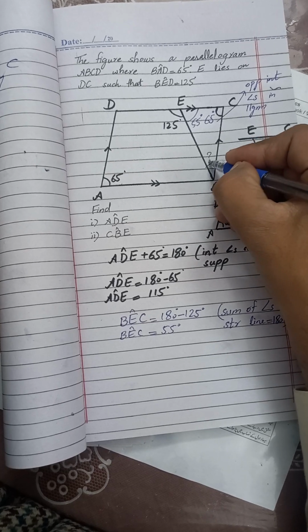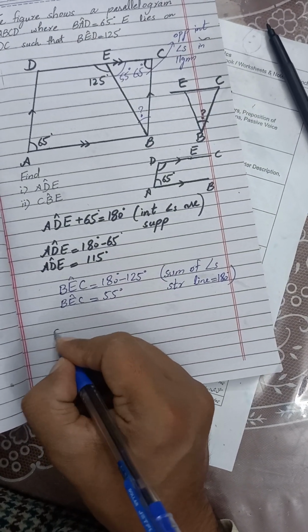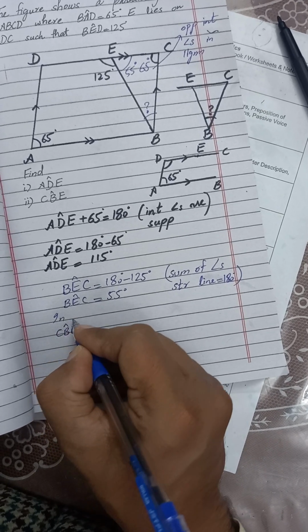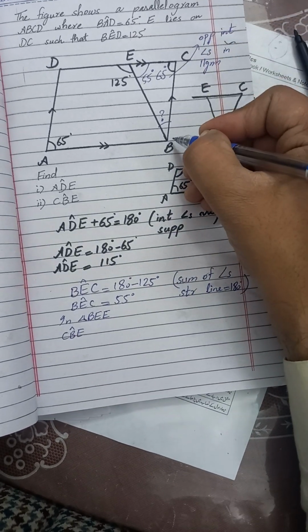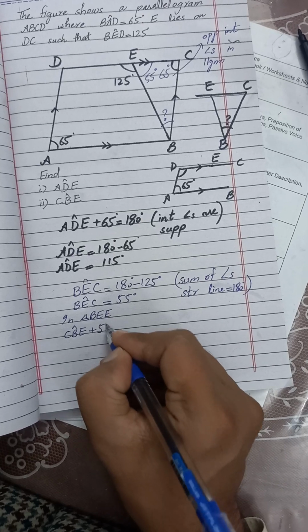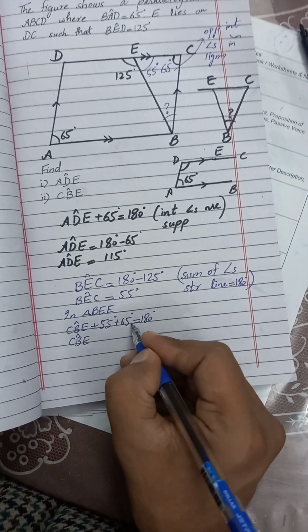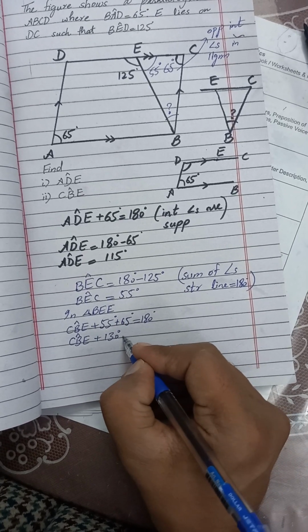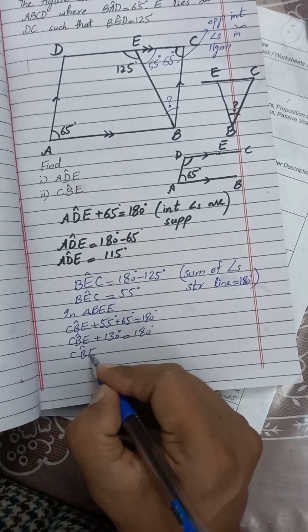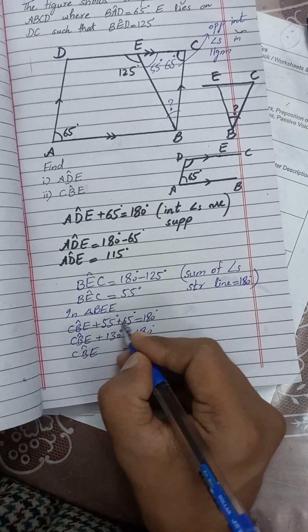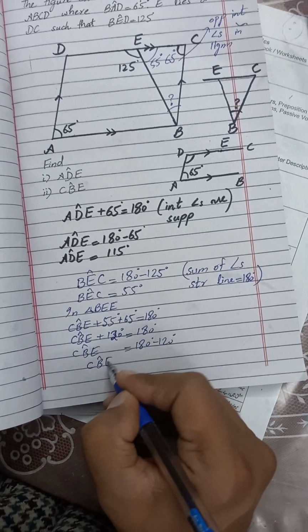Now we can easily find this angle here by using the sum of angles in a triangle. Sum of angles in a triangle is equal to 180 degrees. So we are doing this in triangle BCE. In the triangle BCE, the angle CBE, which we need to find, plus 55 degrees plus 65 degrees, all of them add up to make 180 degrees. So this 55 plus 65 is 120, and 180 minus 120, so angle CBE would be 60 degrees.